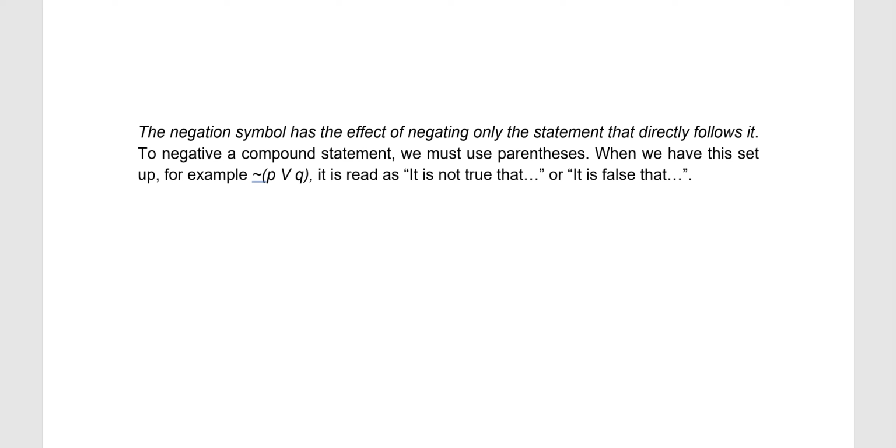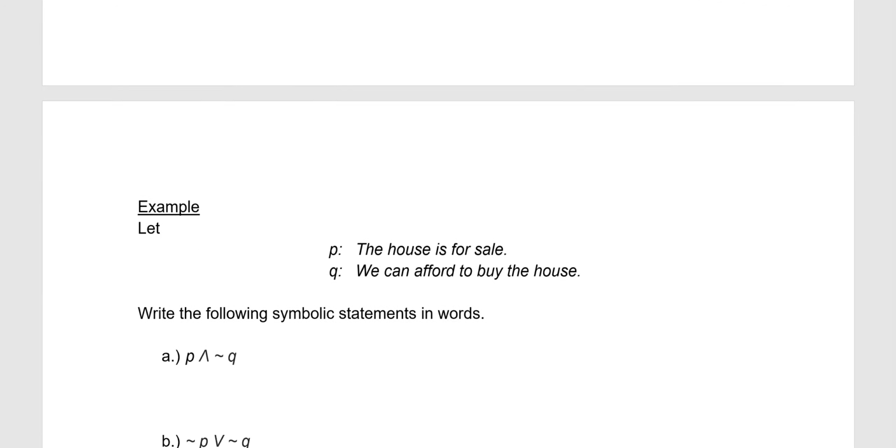What we mentioned earlier is the negation symbol has the effect of negating only the statement that it's directly in front of. So if we're negating a whole compound statement, we have to use parentheses. For example, if we have the negation of P or Q, the way that we actually read this is, it is not true that, and then we say whatever P or Q is, or we can also say it is false that, and then say whatever P or Q is. That is something to look out for, which we'll see in a second.